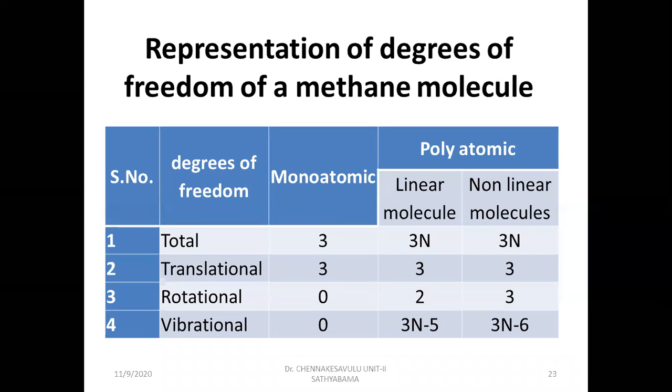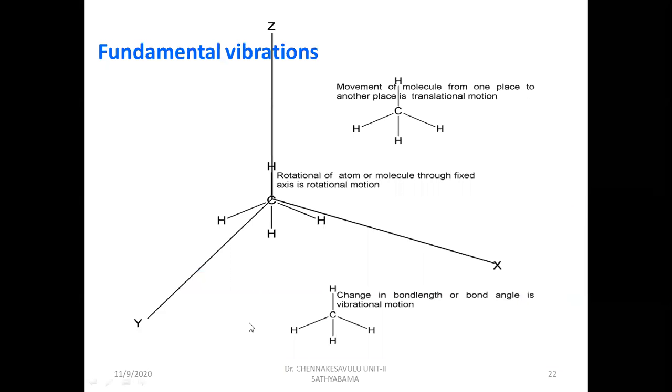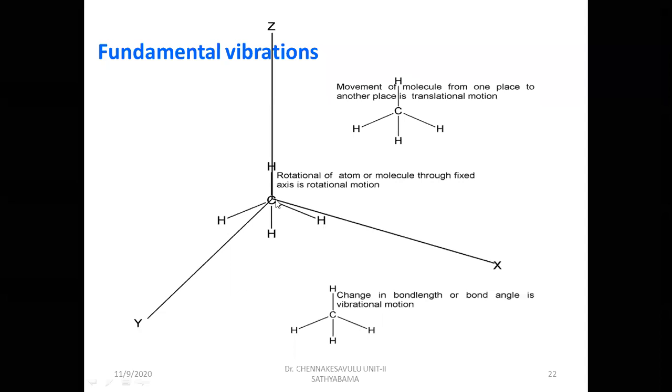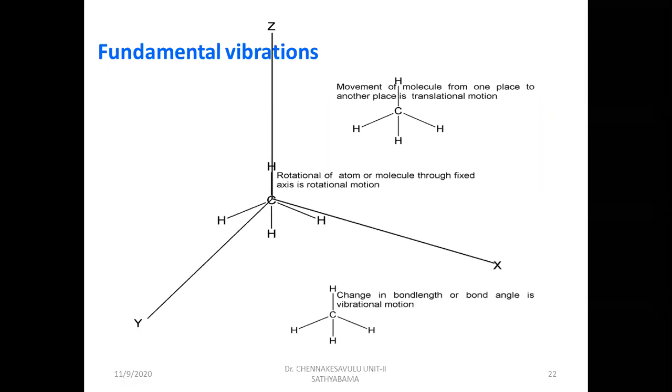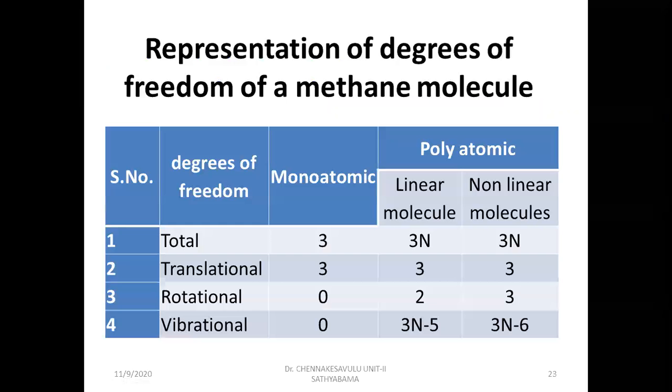So now how many translational motions will be there for monoatomic? 3. Rotational and vibrational will be 0, because a monoatomic molecule doesn't have any rotational or vibrational motion. If you want to see vibrational, at least 2 atoms should be linked. If you want to see a rotational axis, at least 2 atoms or more should be present, because to rotate it through a fixed axis, it requires either a diatomic or triatomic thing. That's what we have mentioned here, polyatomic.